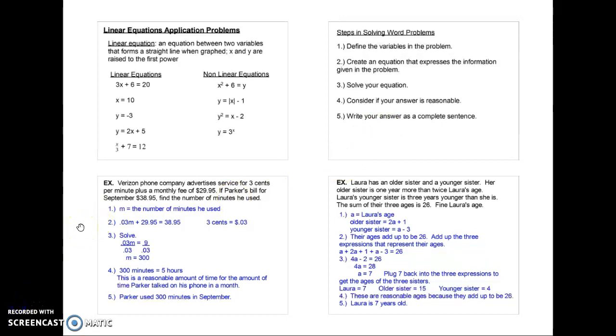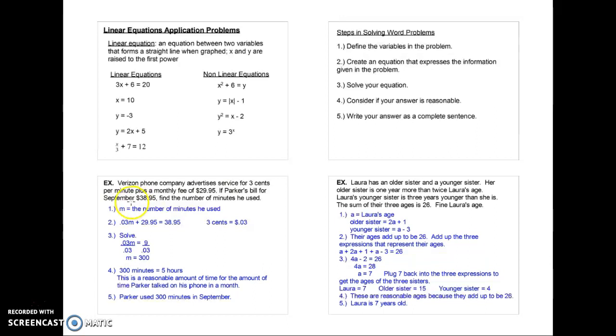So let's just start by looking at an example. We have here that Verizon Phone Company advertises service for 3 cents per minute, plus a monthly fee of $29.95. So they're charging you 3 cents per minute and a monthly fee of $29.95. If Parker's bill for September is $38.95, we want to find the number of minutes that he used. I know how much he spent in total. I want to work backwards here and figure out how many minutes did he actually use.